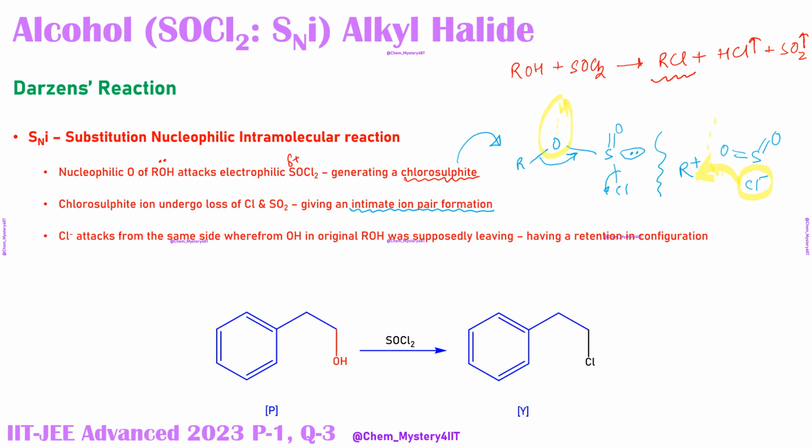This is why we observe retention in configuration in this reaction, where we are reacting it with SOCl2. Also, it is important to note, if we are not using pyridine, this is completely SNi. If we are using pyridine, there is inversion in configuration. Also, there is one modification. If we are using some cyclic ether as well apart from pyridine, then there is twice the SN2 reaction, which is going to be the same as retention in the configuration.